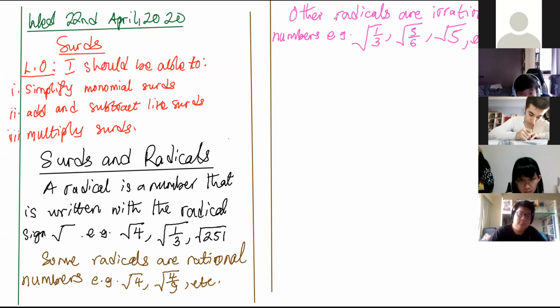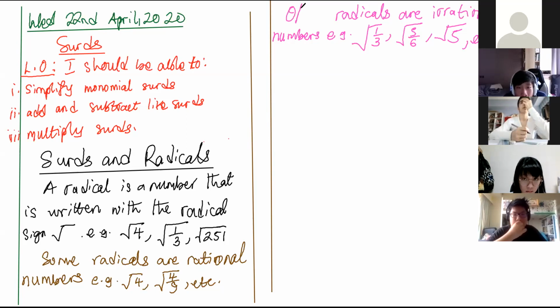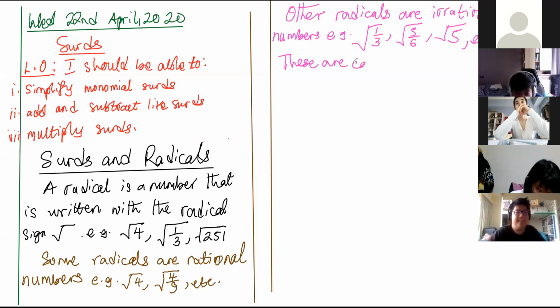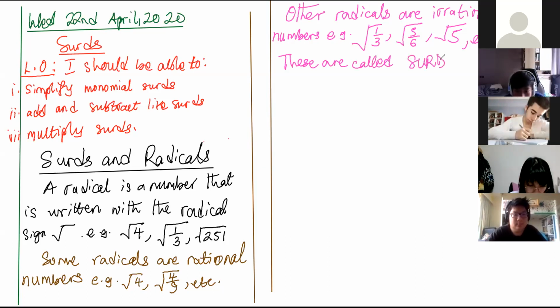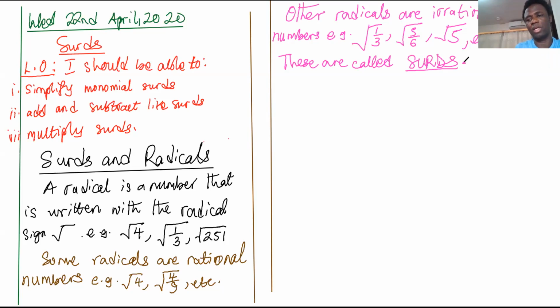Now, the radicals that are irrational numbers are called surds, okay? So remember I said other radicals are irrational numbers. These are called surds, okay? It's the radicals that are irrational that we call surds.